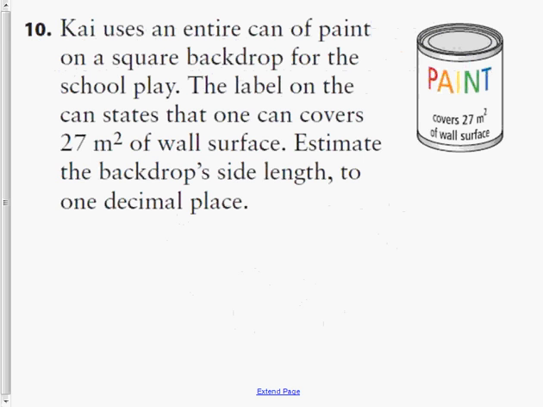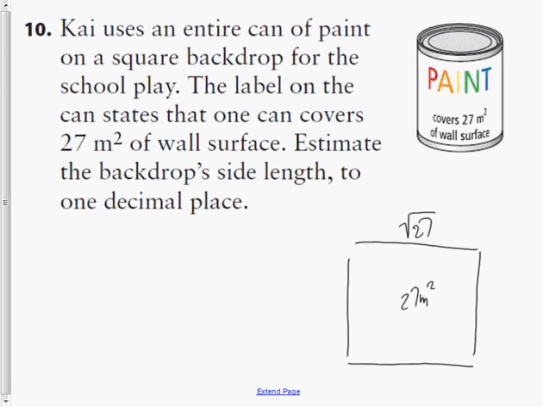Question number 10. Kai uses an entire can of paint on a square backdrop for the school play. The label on the can states that a can covers 27 meters squared of wall surface. Estimate the backdrop side length to 1 decimal place. So this was the backdrop. It was a perfect square, and he used the entire can, which was said to cover 27 square meters. So essentially, the side length is exactly the square root of 27.